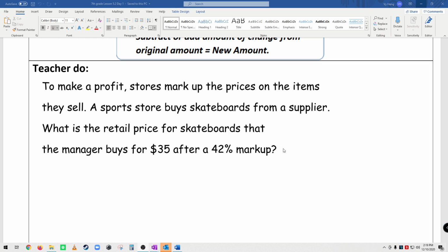To show you guys what we are doing for lesson 5.2 day 1. This is the teacher do problem, so just make sure that you're paying attention, and like I said, you can watch this over and over again so that way you understand how to do it later.